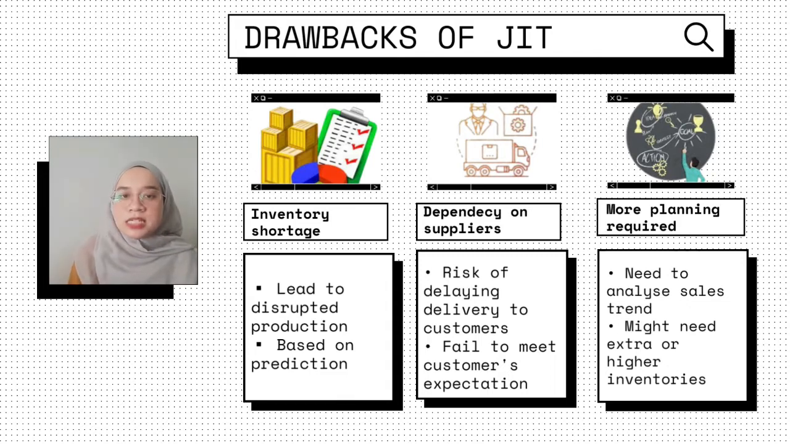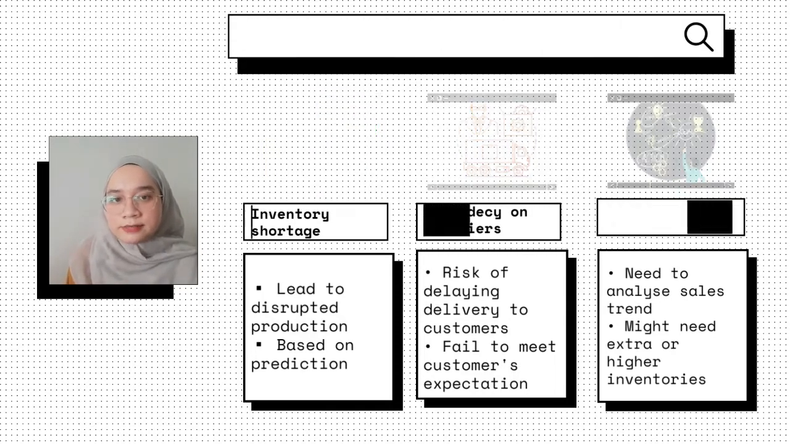And the last one is more planning required. Just-in-time needs analysis based on sales trends. They also might need extra or higher inventory.